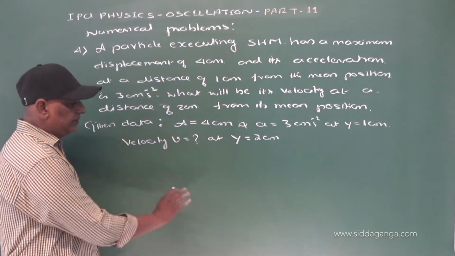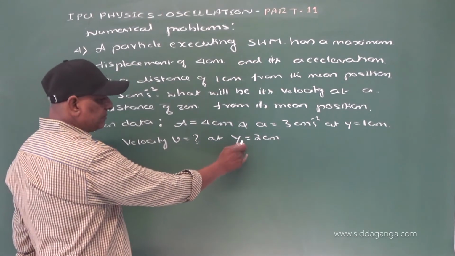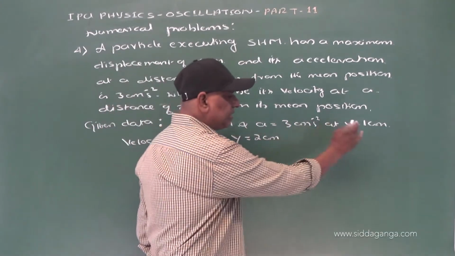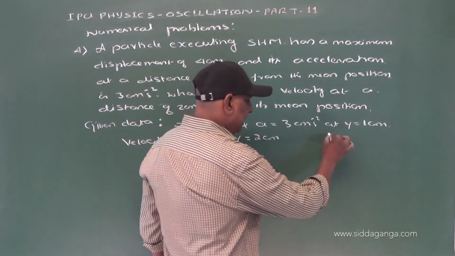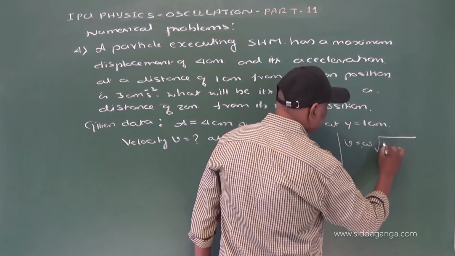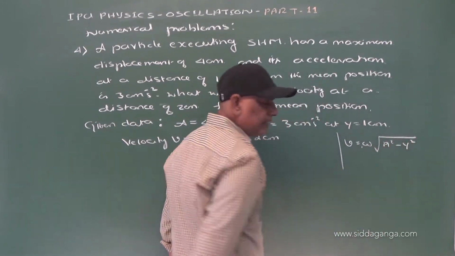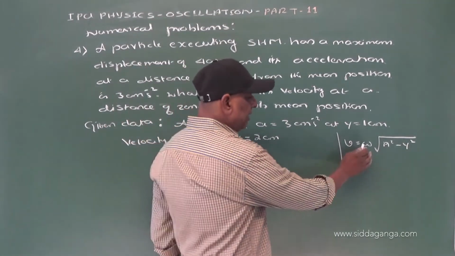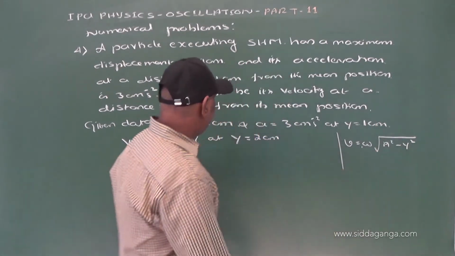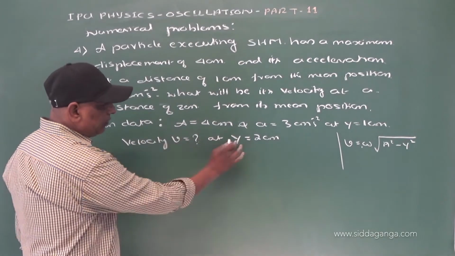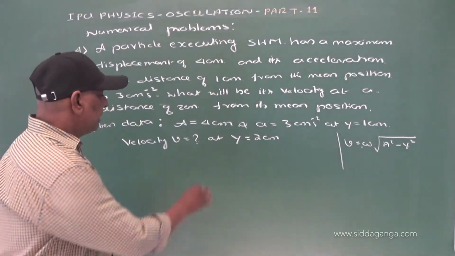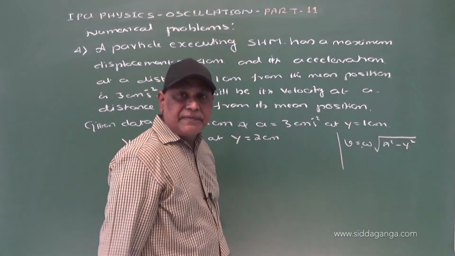Now, we need to find velocity at displacement y is equal to 2 centimeter using the data amplitude and acceleration at 1 centimeter. Now basically we have this formula v is equal to omega into square root of a square minus y square, where v is velocity, omega is angular velocity, a is amplitude, y is displacement. So we need to find v. In this formula, the value of y is 2 centimeter. The value of a is 4 centimeter.